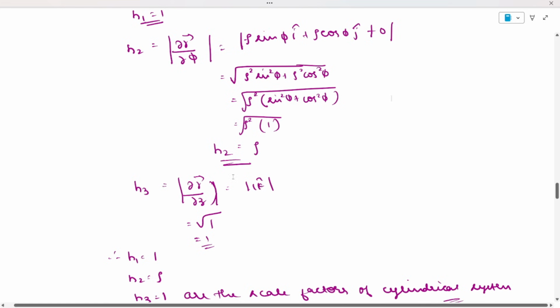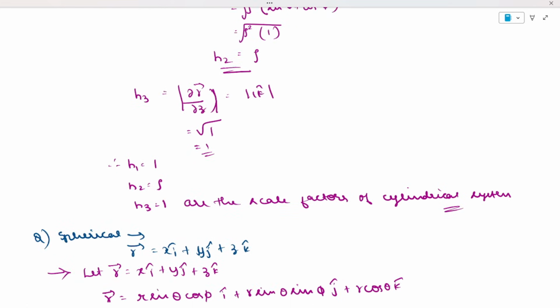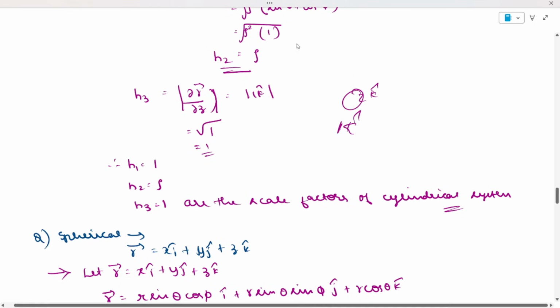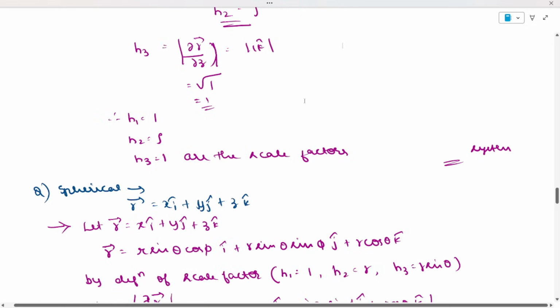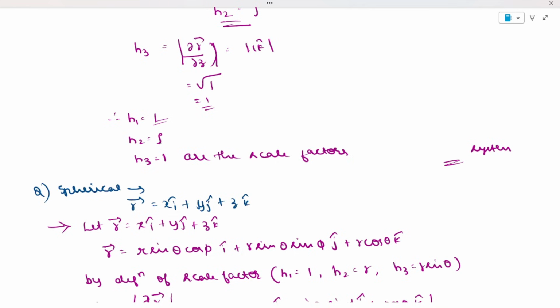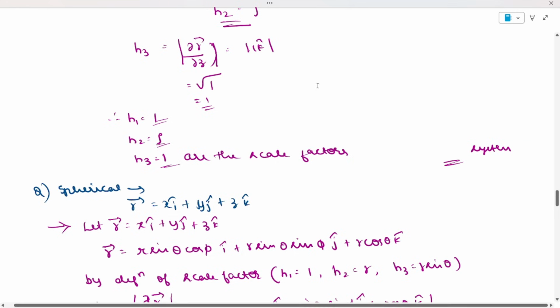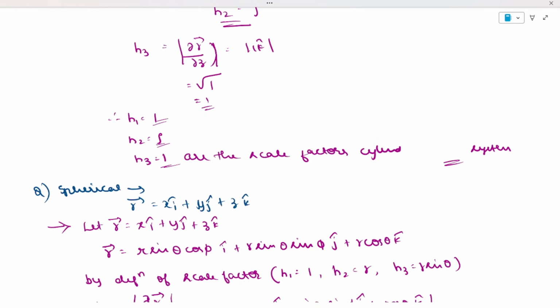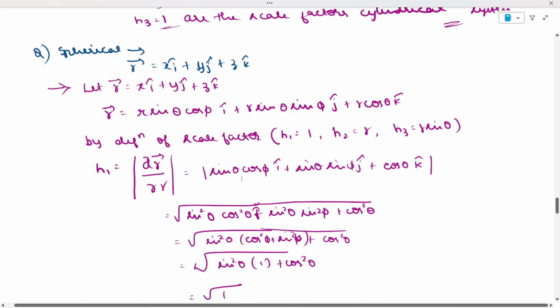Now if you want to find h3, you differentiate with respect to z. Here z is z k cap, so the derivative will be 1 k cap. And if you take the magnitude, root 1 is 1. Now you have got the values 1, ρ, and 1. These are the scale factors for the cylindrical system.